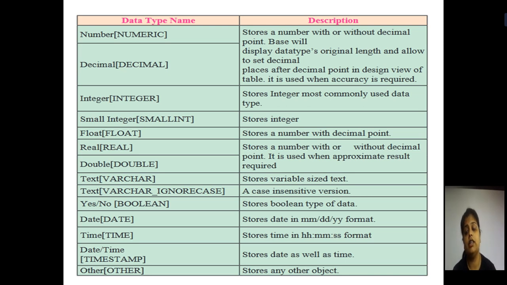This number data type is used for numeric values, that is, a number which doesn't have any decimal point. A number with or without a decimal point uses this data type. But what will happen by using this new number data type, your base will display us the original length of the data type, and it will allow us to set the decimal point after the places where you need, so that your value in the table is accurate.